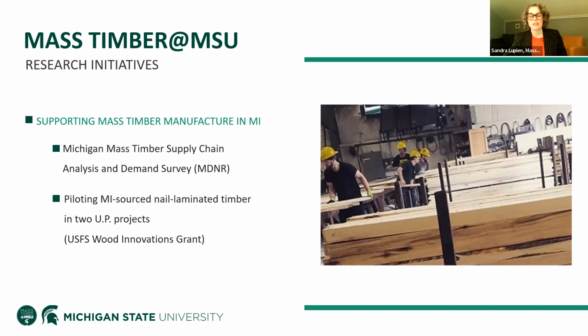One of the things that we've been hearing a lot is people really want mass timber made from Michigan wood. I've been actually surprised at how many times people in the AEC industry, as well as developers, say, why can't I get any mass timber that's made with Michigan wood? So as part of an effort to grease the skids, so to speak, for getting mass timber manufacture in Michigan that would use some Michigan wood, we're going to pilot Michigan sourced and made nail laminated timber in 2 projects in the Michigan Upper Peninsula. And this is funded by a U.S. Forest Service Wood Innovations grant.